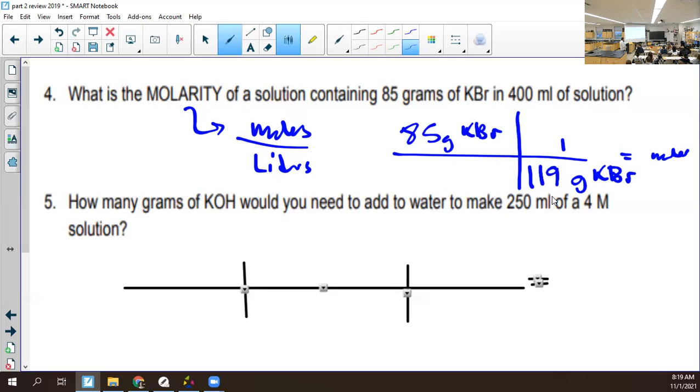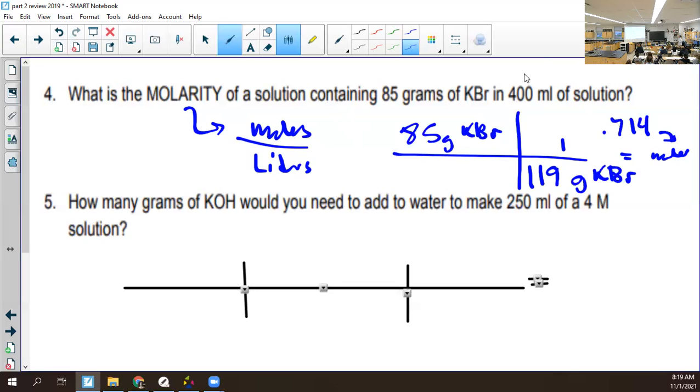85 divided by 119. Will you type that into your calculators for me? 85, 119. It's gonna be like 0.77-ish. I'm just guessing. I could be way off. 0.714. Okay, I was a little off, but not bad. 0.714. Now, my friends, careful. That's the moles. That's the moles. So what's the second half? Divide it by the volume.